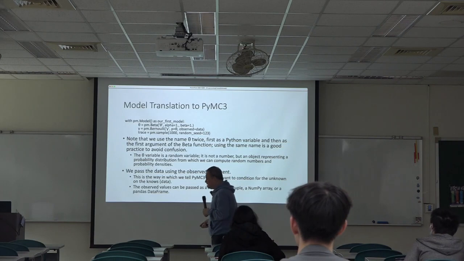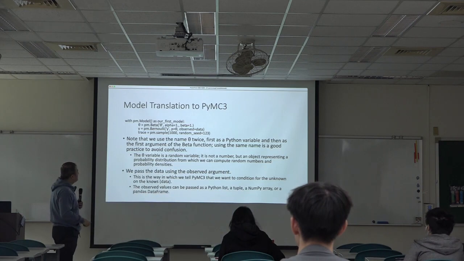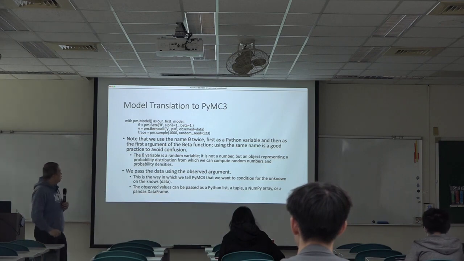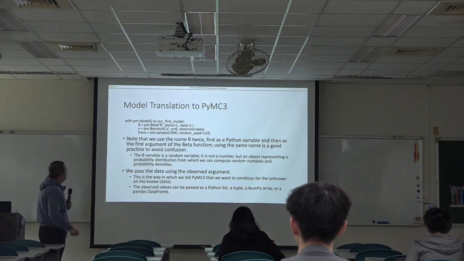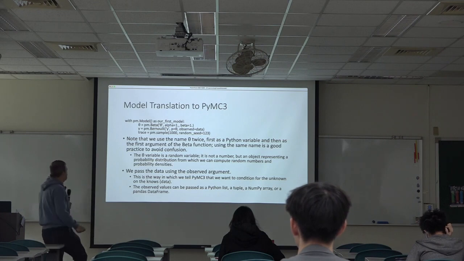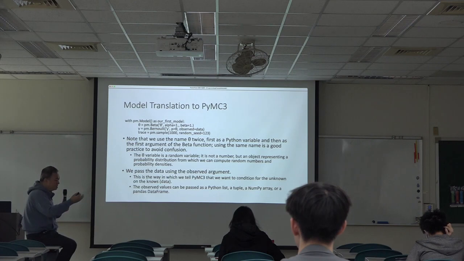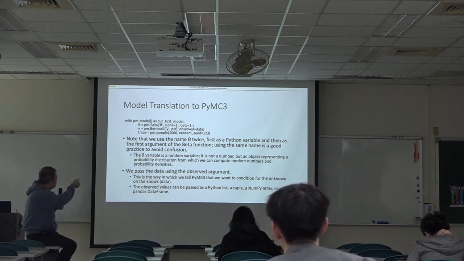It's simpler than you think. With PM.model as our first model, we create this first model and specify theta, which is drawn from the distribution beta, and theta is just a name of this distribution, with alpha equal to 1, beta equal to 1. So theta is drawn from this probability distribution. And then when you have the theta, you assign p equal to theta.